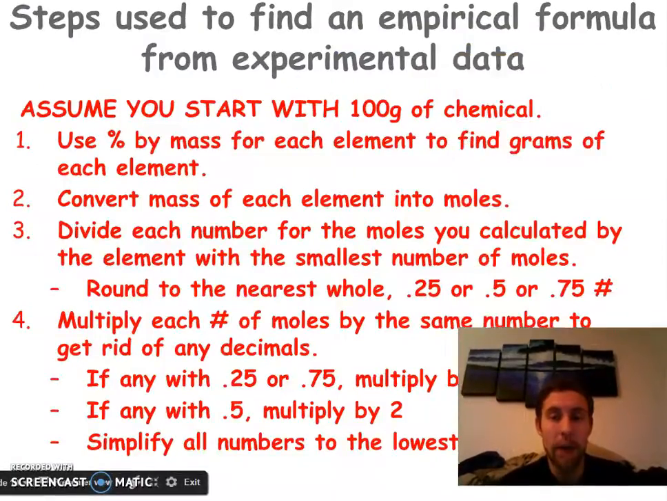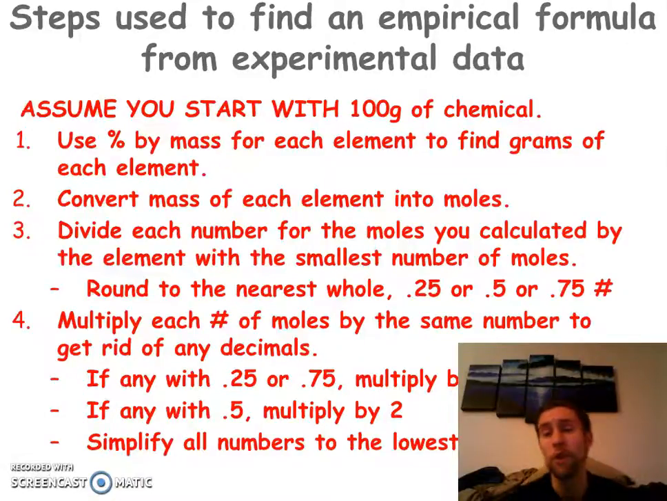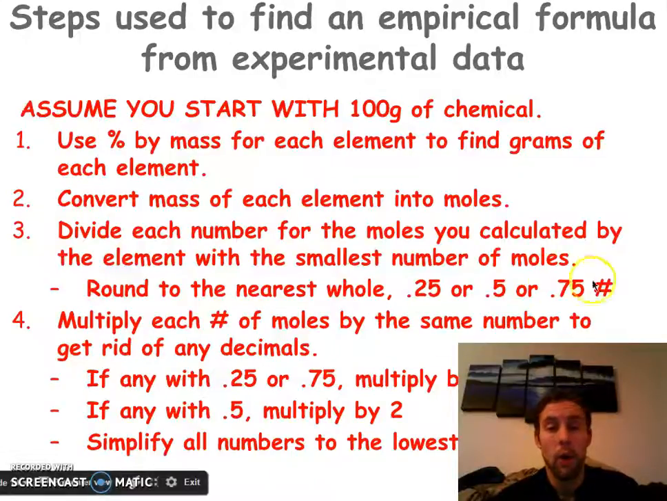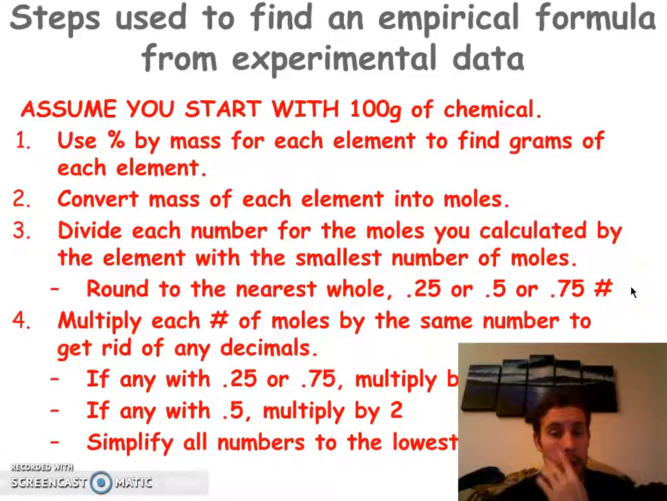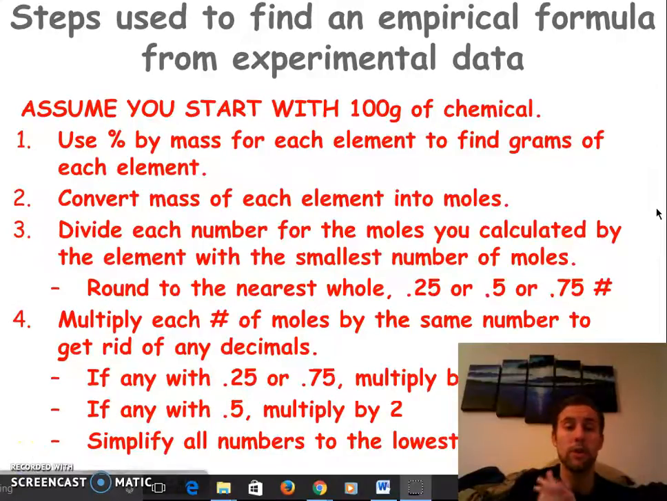Alright, so how do we find an empirical formula from our lab data? We're going to assume we start with 100 grams of the chemical. Now, if we use percent by mass, like we did earlier in this presentation, we're going to find grams of the element. Okay, so once we have the percent by mass like we did before, we're going to use that to find the grams of each element. We're going to convert that mass of each element into moles, what you've done before, grams to moles.